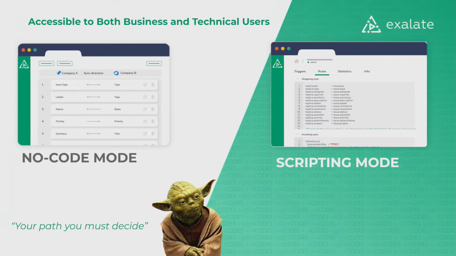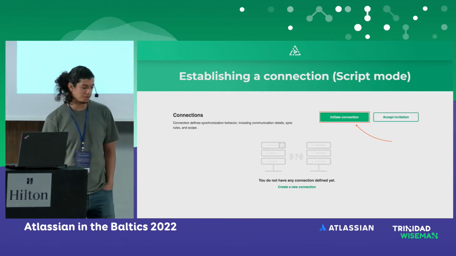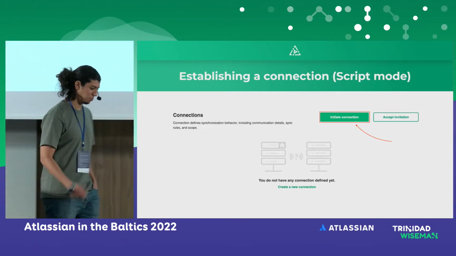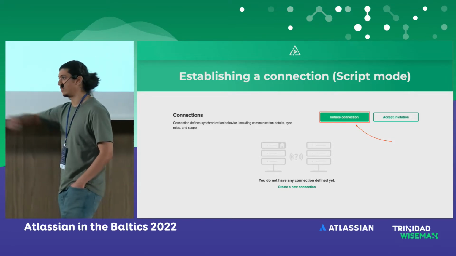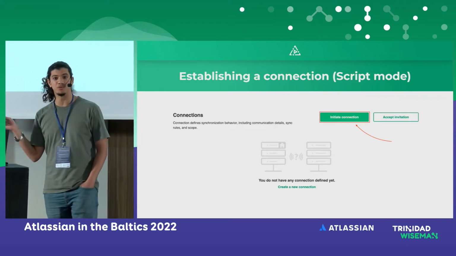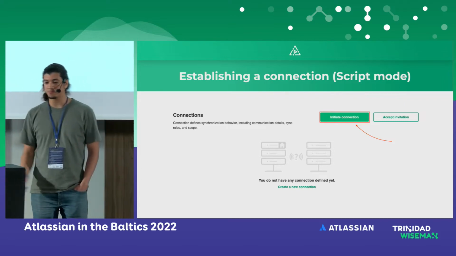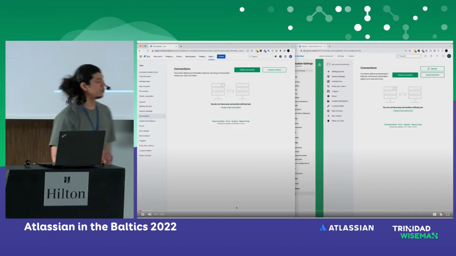How do we set this up on Exalate? Well, first thing, we have the concept of connections. So whenever you want to start the synchronization from one side to another side, whether different platforms or the same platform itself, you will have to create a connection for it, right? Got a recording for that here. So let's just see how that looks.